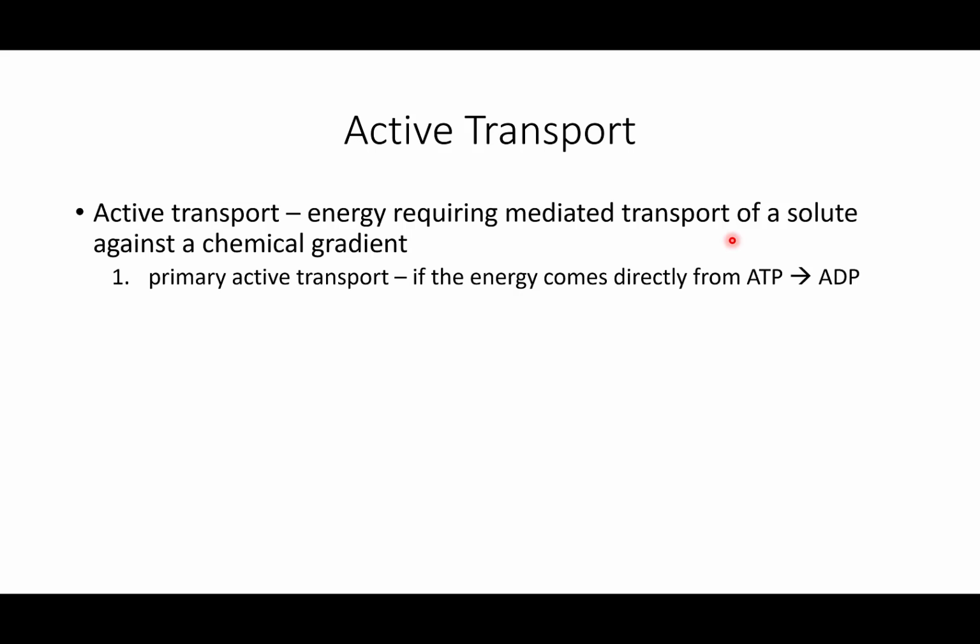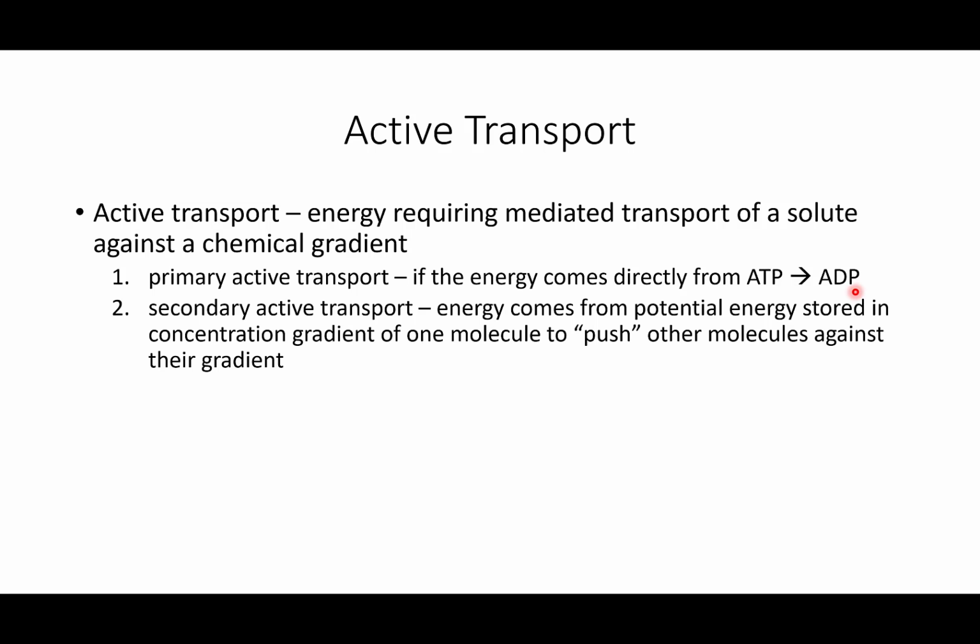We can break active transport into primary active transport, in which the energy source comes directly from adenosine triphosphate, ATP, and the cleaving of that phosphate bond, the energy released when we take one of the three phosphates off it and turn it into ADP. That energy can be coupled and utilized to move solutes across against their chemical gradient.